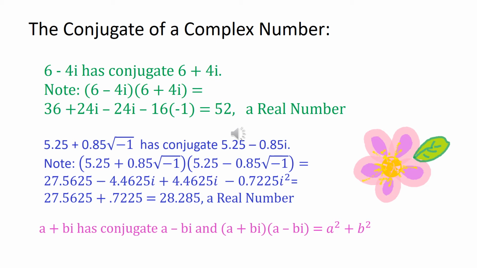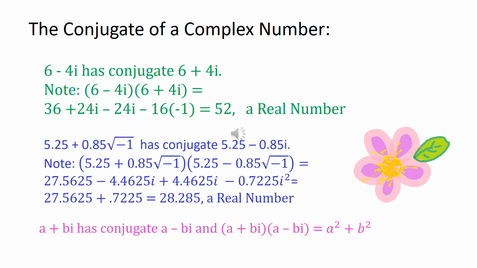And that idea stays the same, whether you have clean numbers like 6 and -4, or you have messy decimals. So 5.25 plus 0.85 times the square root of -1 will have conjugate 5.25 minus 0.85i. Notice the square root of -1 is i. So if you multiply those two together, again, you have messy decimals, but the concept stays the same. The 5.25 times itself is going to give you a real number. When you multiply 5.25 by 0.85i, you'll get a negative, and then you'll also get a positive of that same product because of the opposite signs.